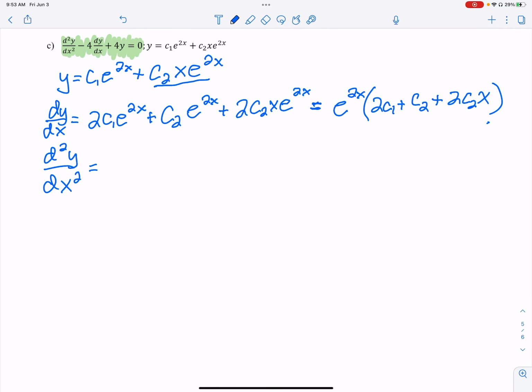And I'm looking here. We get over here. We have a product rule that we have to do. Okay, so I'm going to do the derivative of e^(2x) first. So we get 2e^(2x).